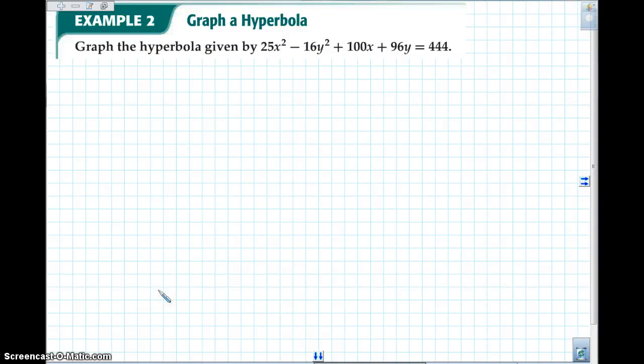Hey there, everyone. Today's lesson is on 7.3.2. We're going to be looking at equations that aren't necessarily in standard form and how to graph them when they're hyperbolas.